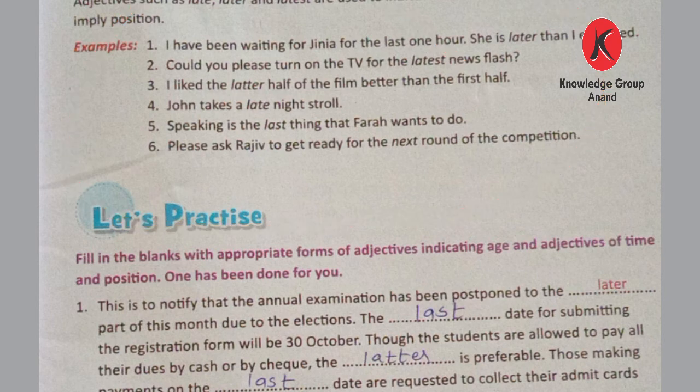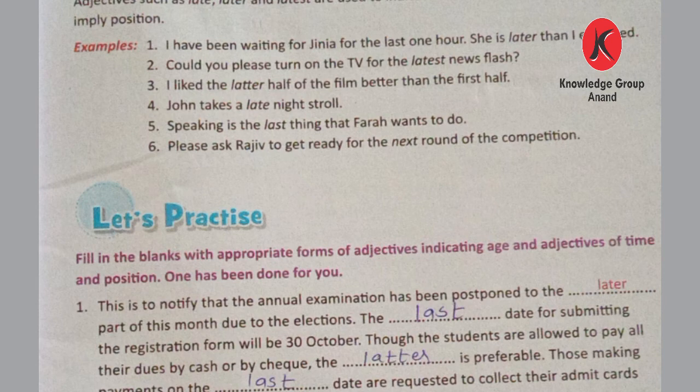So in this paragraph, we did the first exercise, that was adjectives of number and quantity. We learned uses of adjectives, adjectives of number and quantity. Second point that we learned, adjectives indicating age. And third point that we learned, adjectives of time and position. Now let's go to this exercise. This exercise is about adjectives of time and position and also adjectives indicating age. So fill in the blanks with appropriate forms of adjectives.